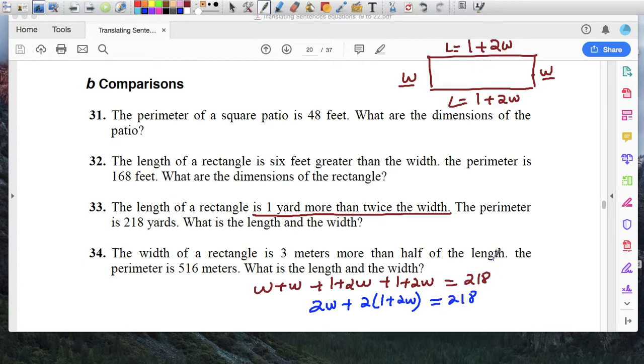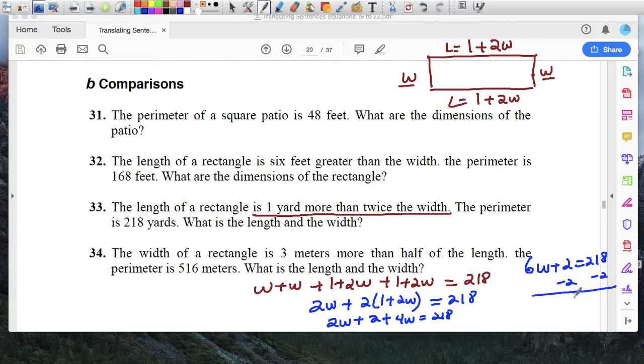I am going to combine like terms. 2W and 4W is 6W, plus 2 equals 218, minus 2 on this side, minus 2 on that side. This goes adios, 6W equals 216. I can divide this by 6, and my W is, I have no idea, so 216 divided by 6. It's going to be 3, 18, 3, 6, 36. So my width is going to be 36.